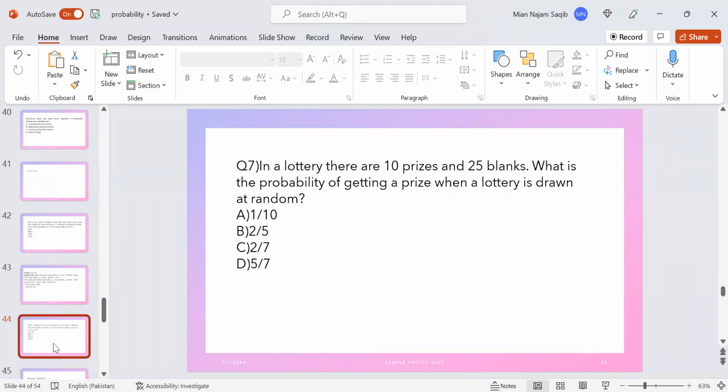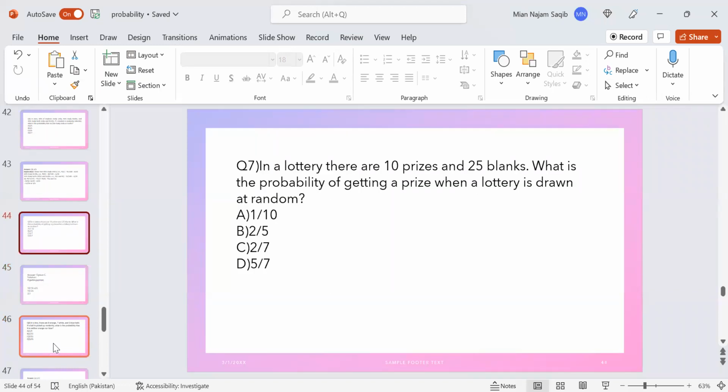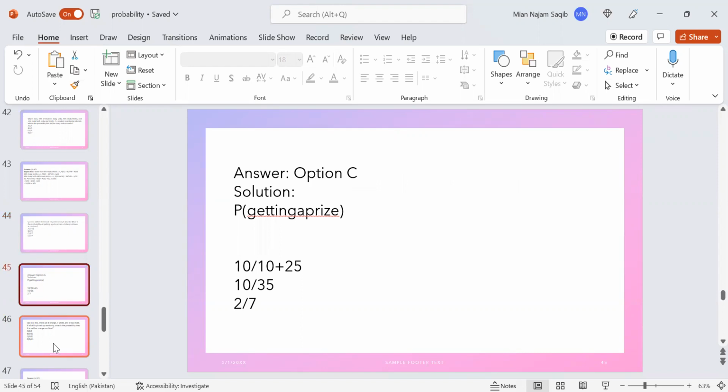Question number 7. In a lottery, there are 10 prizes and 25 blanks. What is the probability of getting a prize when a lottery is drawn at random? The answer for this is 7C. Basically, there are going to be 35 total outcomes: 10 are the prizes and 25 are the blanks. So 10 plus 25 is 35, and 10 were the number of prizes. So 10/35 is 2/7.